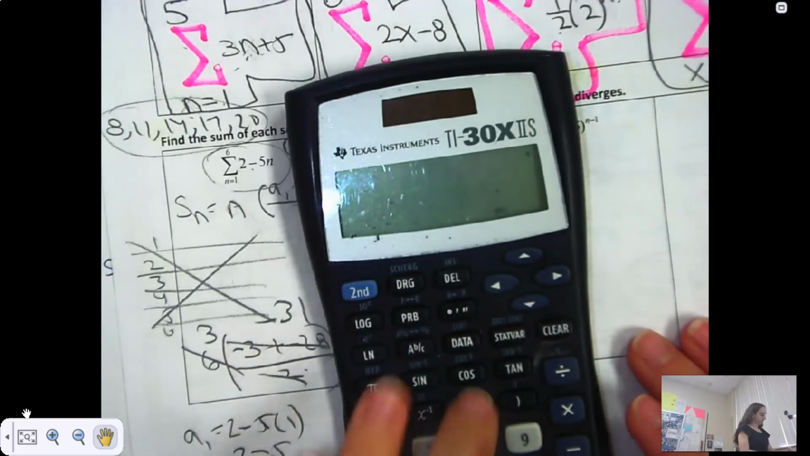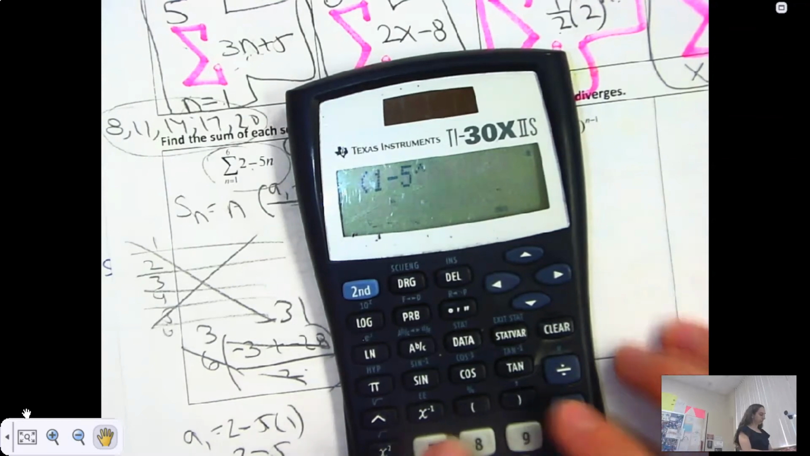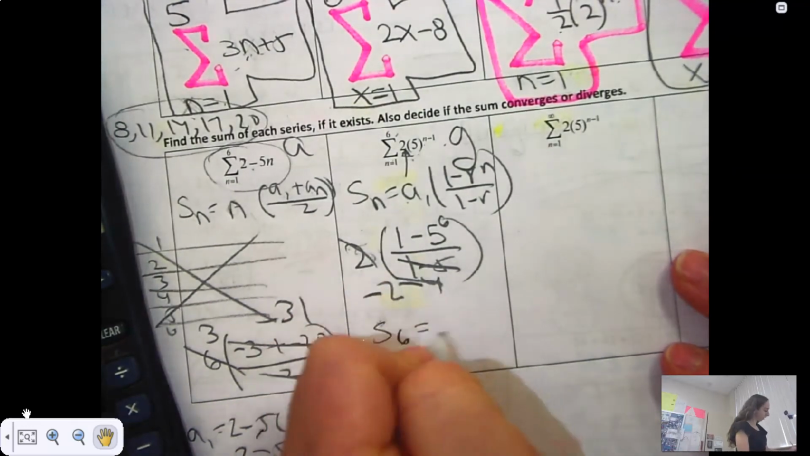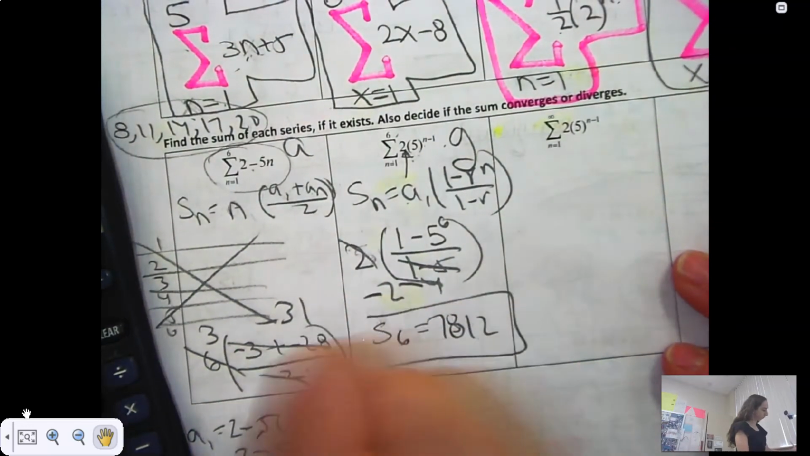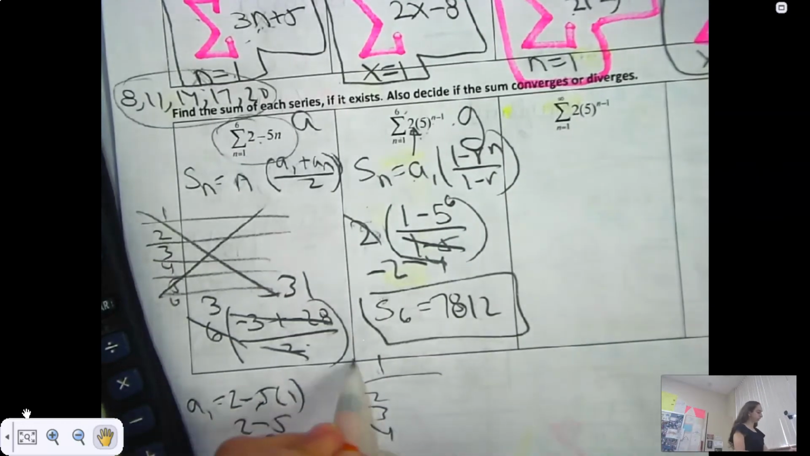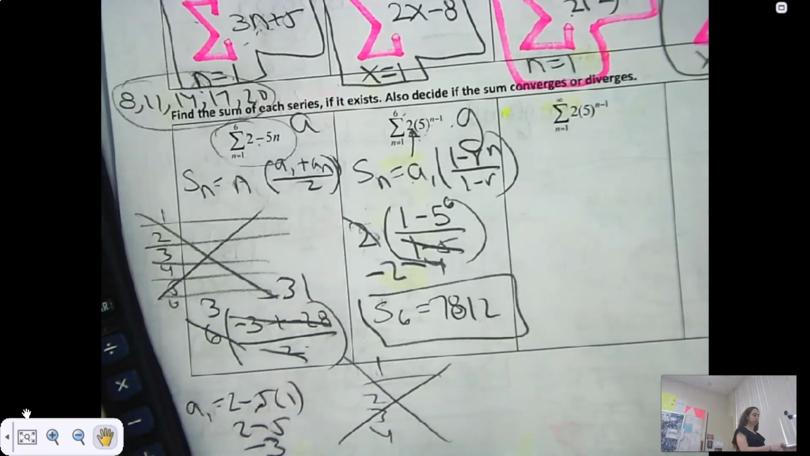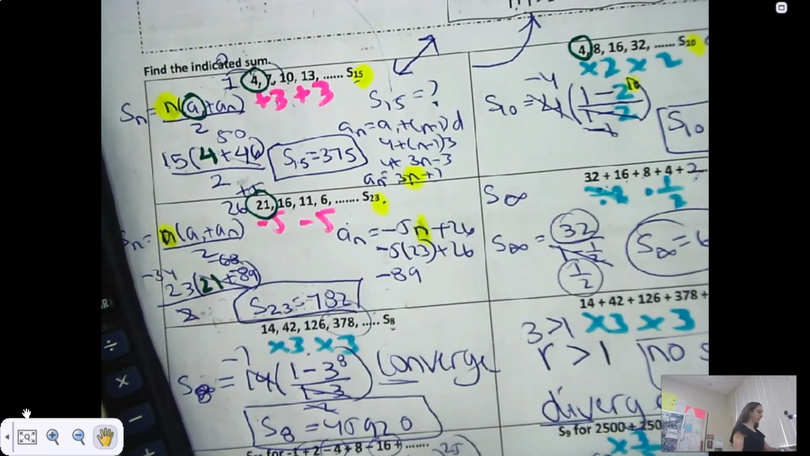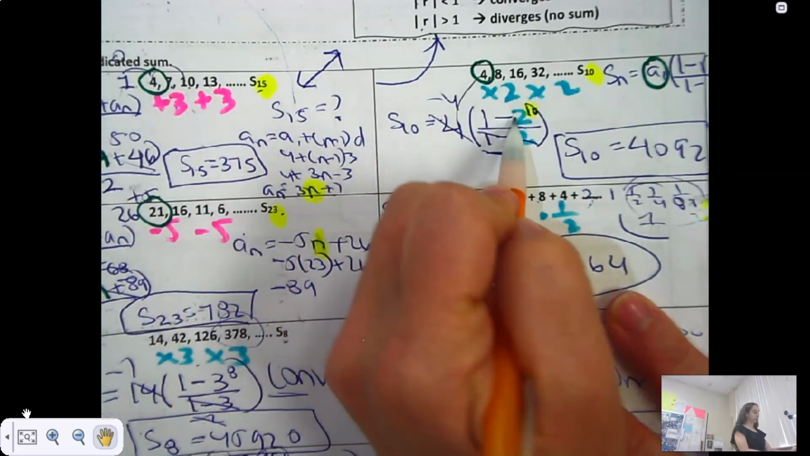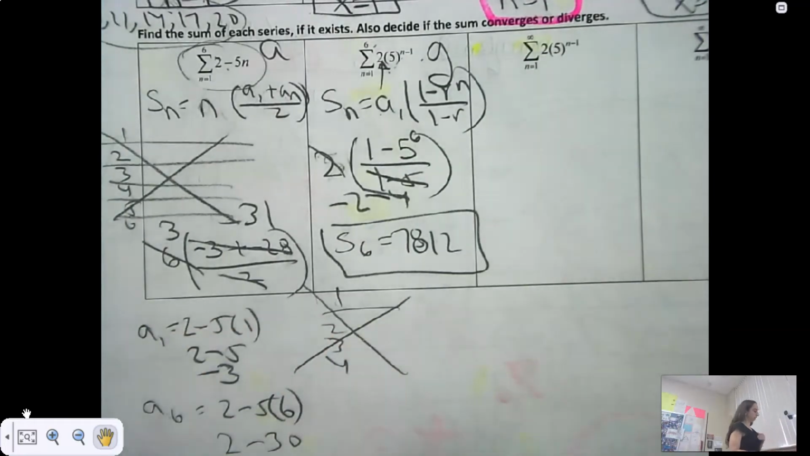Sorry about that. There's probably a faster way I could have gotten this, but I messed up, so negative 2. 7, 8, 1, 2. So the sum of the first 6 numbers is 7,812. I could have done this differently. I could have gone 1, 2, 3, 4, 5, 6 and listed them all out, but I didn't want to. I could have done what I did here, which is the geometric one, and they gave me the first term and they gave me the ratio, so they gave me all the same things. And I could have gone that way.